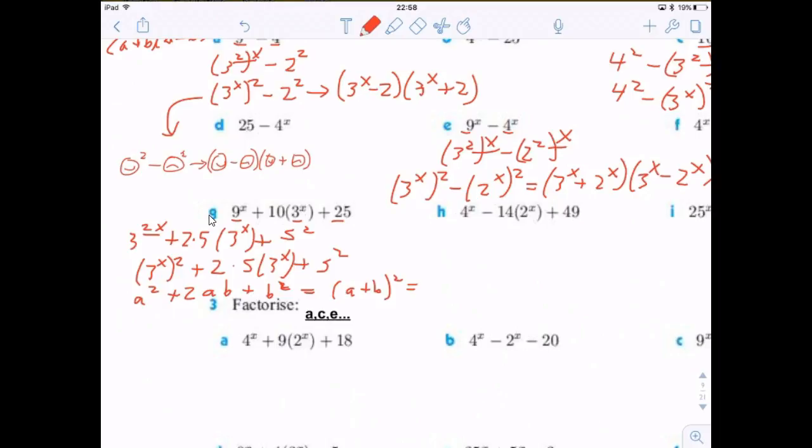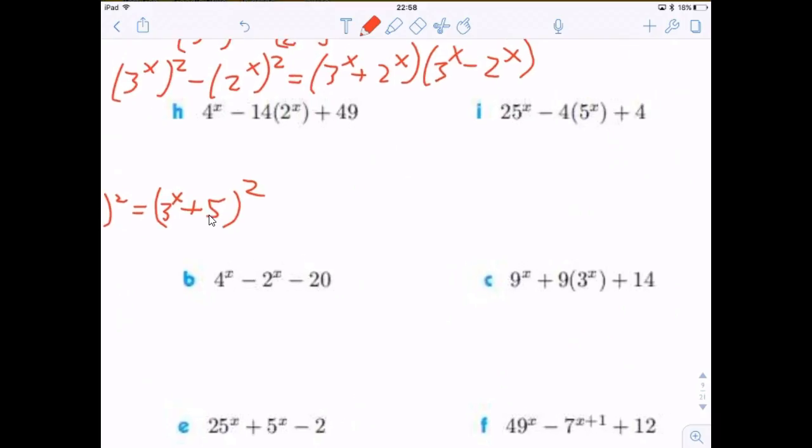We replaced 3 to the x with a's, right? 3 to the x with a. And we replaced the 5's with b's. So now we can replace them back. So the a was 3 to the x. The b was 5. Right? All right. Ooh, the 25 looks like a 5 squared, doesn't it?